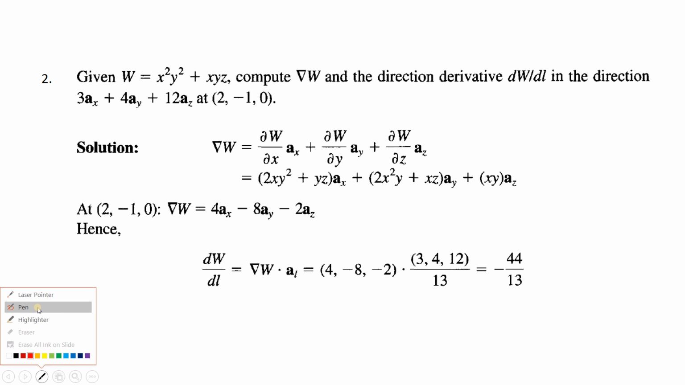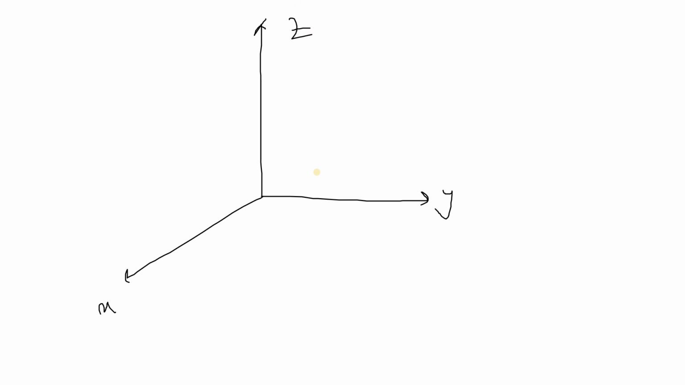The question is very simple: delta W is given, W is given. So if I draw it once again like this, x, y, z plane, because if I don't draw it, you won't understand it. Now W is a scalar. After taking the gradient of W, it becomes a vector. Now I take a point P.